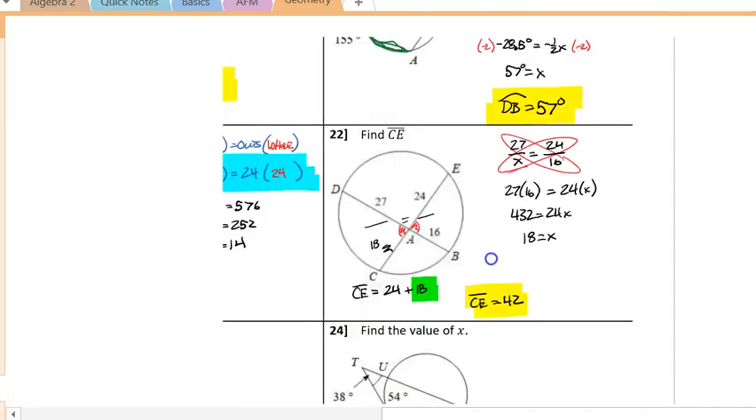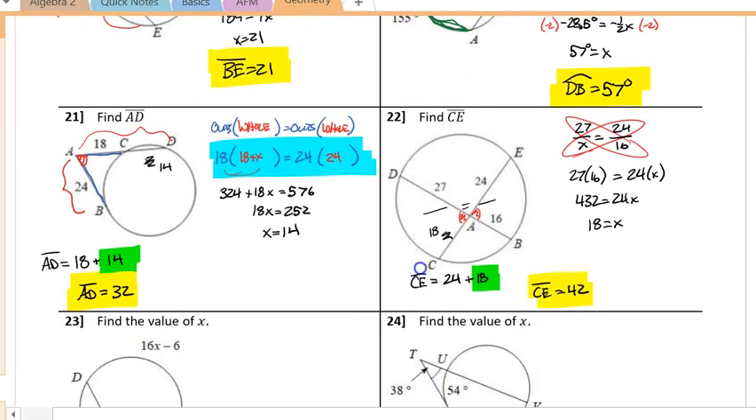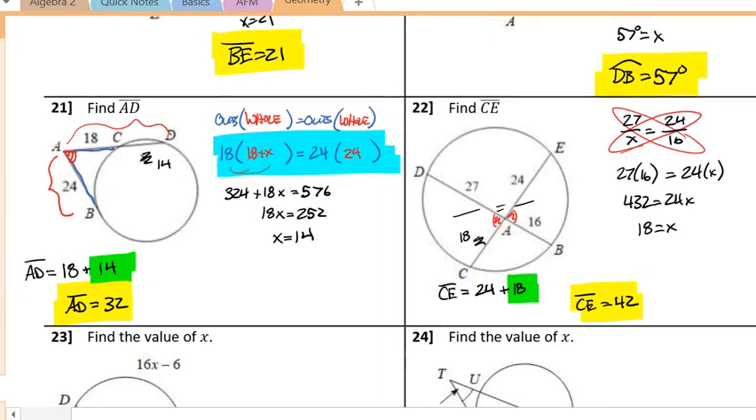All right. Comparing these two problems, 21 and 22, once again, our angle is outside the circle, so we have this relationship: outside times whole equals outside times whole. For 22, we're inside the circle, and we're just going to set up a basic proportion because it's almost basically set up for us already, and we're going to go ahead and solve. Once again, we're using our unknown value to find another longer piece.